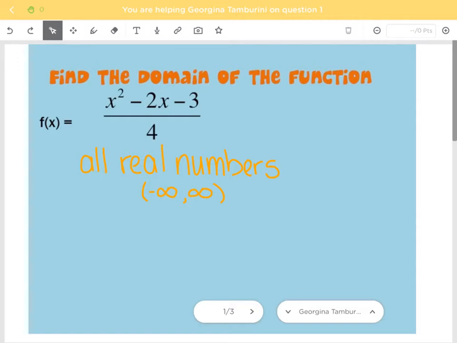Is infinity a defined number? Can you give me infinity dollars? No. So infinity will never have a bracket. Same thing for negative infinity. There's not an actual number there. You'll never see a bracket on those. So if you're giving negative infinity or positive infinity, it will always be a parenthesis. Okay? Questions on that one? Most of you got that one right.